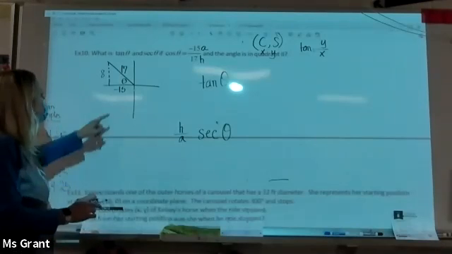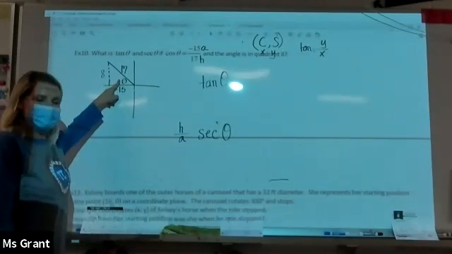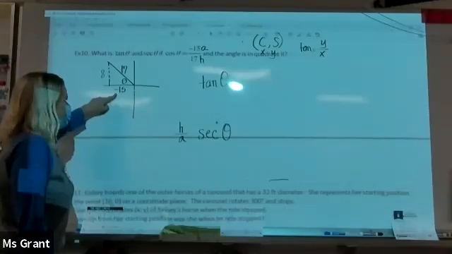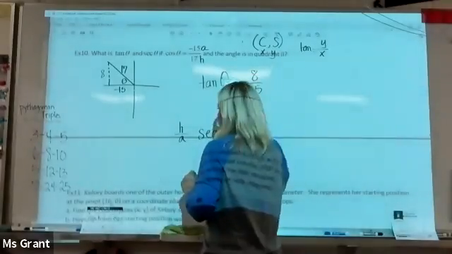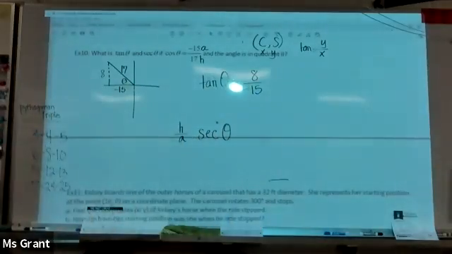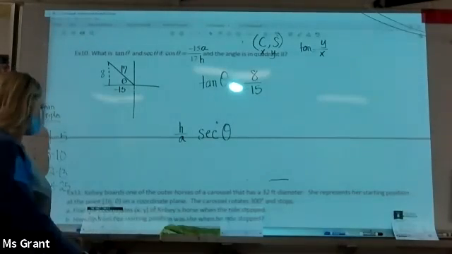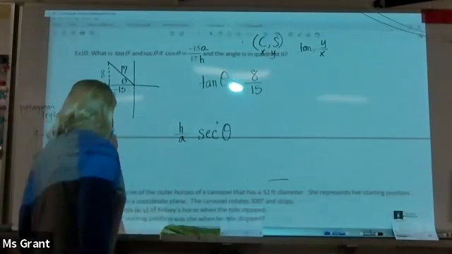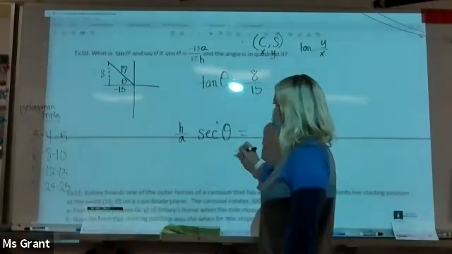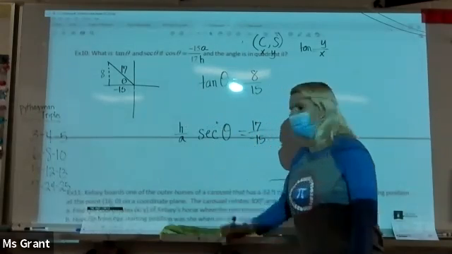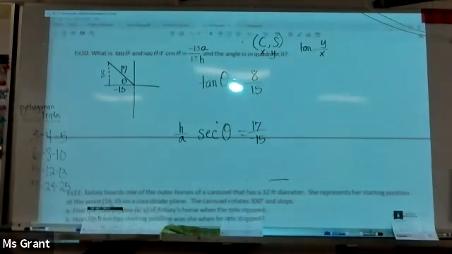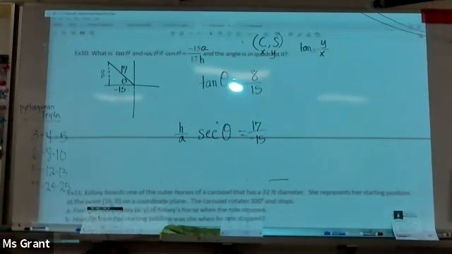Tangent, I go back to my angle and I say tangent: opposite over adjacent. 8 over negative 15. Secant, hypotenuse over adjacent. Hypotenuse is 17. Adjacent is negative 15.